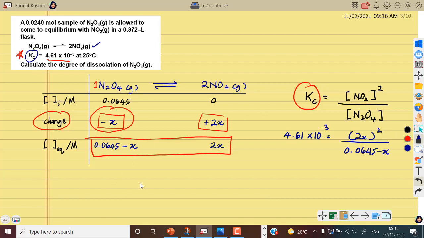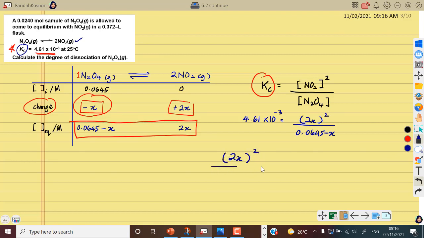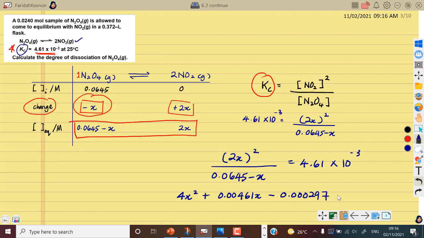So I can write it like this. 2x to the power of 2, divided by 0.0645 minus x, equals 4.61 times 10 to the power of negative 3. So you have to solve this quadratic. If we expand it, we will get 4x squared plus 0.00461 x minus 0.000297 equals 0. If I made a mistake, please tell me later.